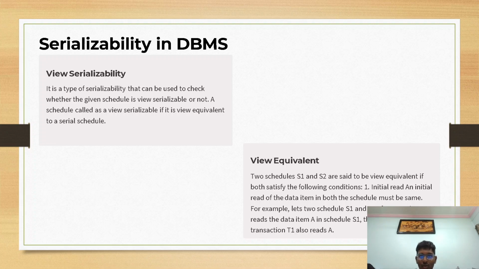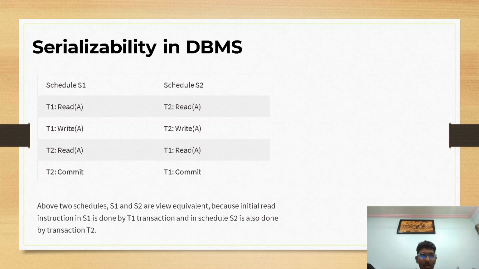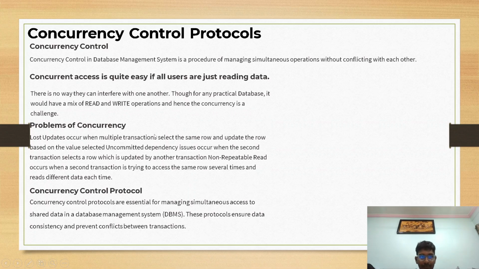For example, take schedules S1 and S2. If transaction T1 reads the data item A in schedule S1, then in schedule S2 transaction T1 also reads A. Okay. So consider an example: the above two schedules S1 and S2 are view equivalent because the initial read instruction in S1 is done by the T1 transaction, and in schedule S2 it is also done by the same transaction. So both are performing the read operation.